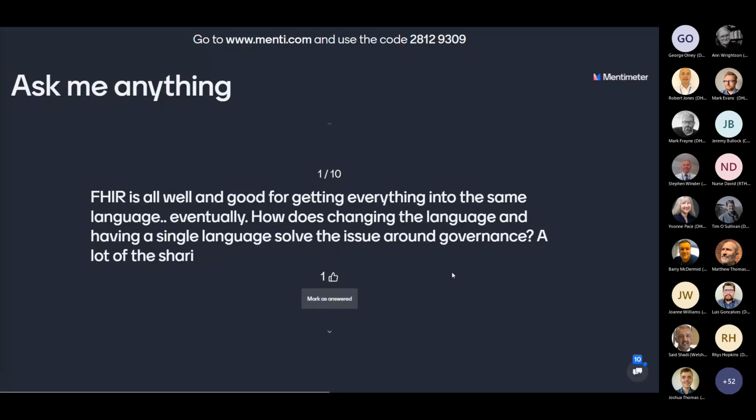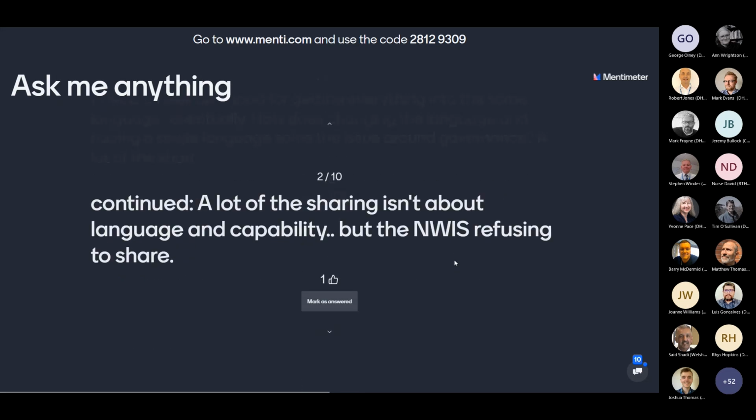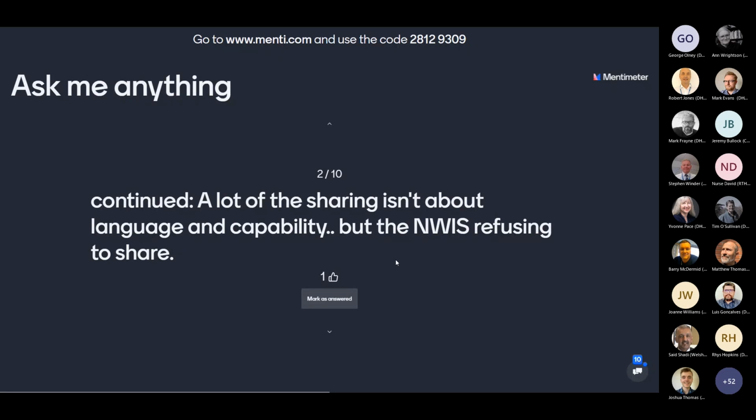Okay, so the first one: FHIR is all well and good for getting everything into the same language eventually. How does changing the language and having a single language solve the issue around governance? A lot of the sharing isn't about language and capability, but NRIS refusing to share. And I hope we've moved on. I hope people feel differently about the place we're in today, but I don't know if Rob or George wants to add to that.